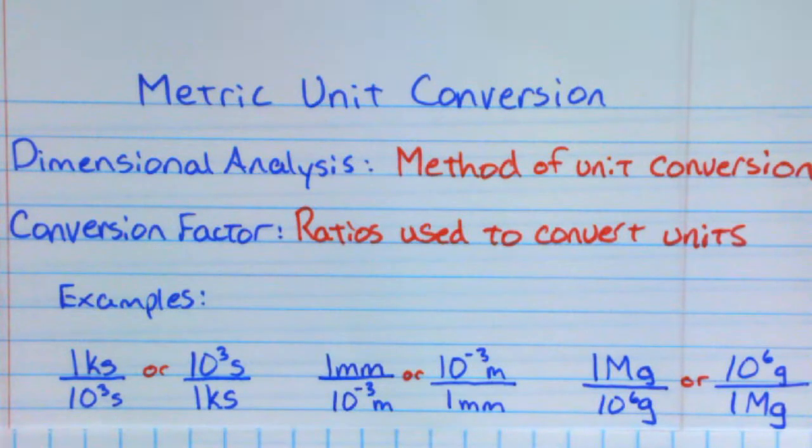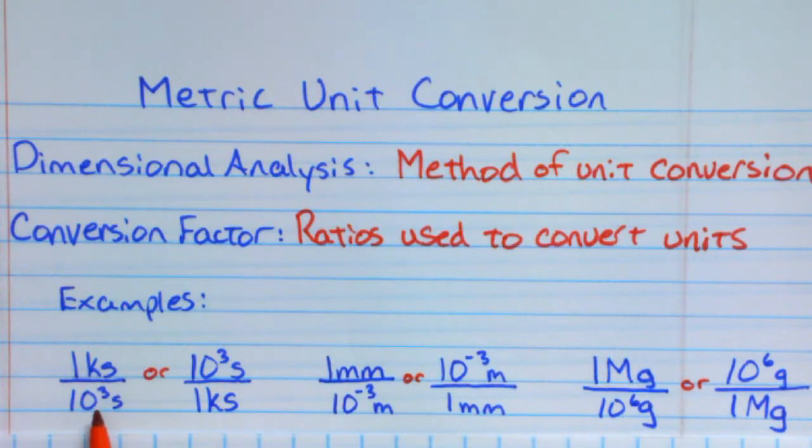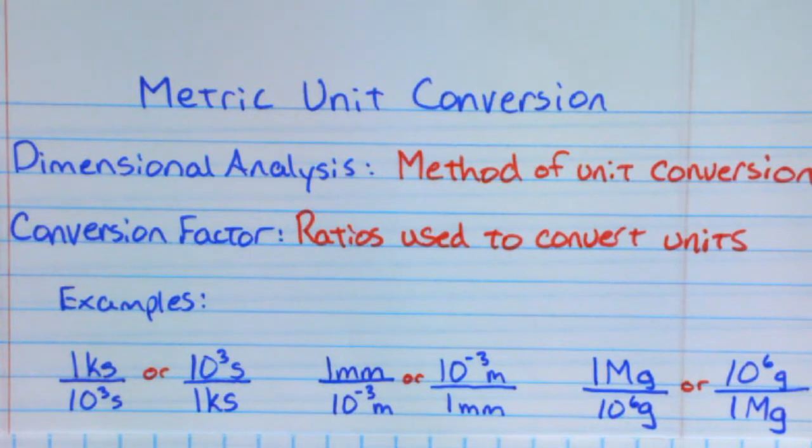If you're converting from a kilosecond to a second, we could use this conversion factor, or you might flip it and use the other form of that. To convert from millimeters to meters, we could use either version of this depending on what we're solving for. And then megagrams to grams or grams to megagrams. Both of these orientations could be used to convert your unit. So let's do a little practice.